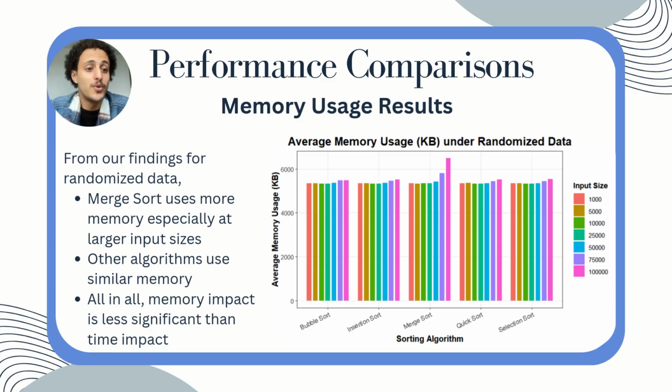Overall, what we can conclude from random input is that memory usage doesn't change as much as time performance, and time complexity plays a much bigger role in algorithm choice than memory impact for most of these cases.